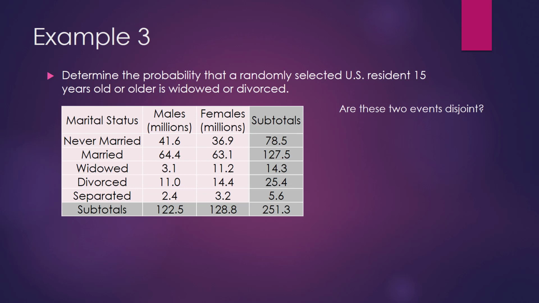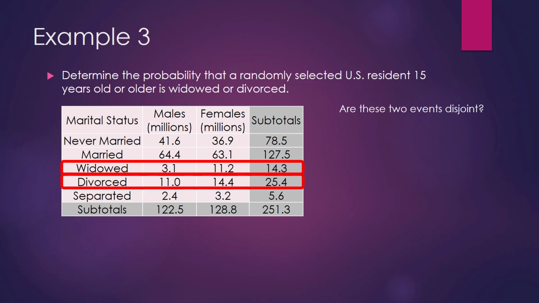So we all know that it is possible for one person to be in both categories. But that's not really what we're asking. We're asking is the outcome of being both represented in this contingency table. So here is the row of people who are widowed, and here's the row of people who are divorced. Is there anywhere in this table where those two rows overlap? And the answer is no, because they're parallel, they're not overlapping.